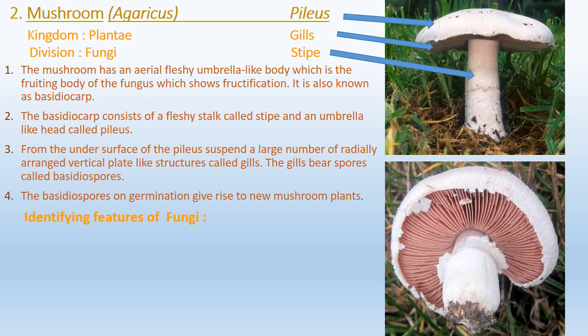Identifying features of fungi. First is non-green heterotrophic organisms. Saprophytes, as they use dead and decaying organic matter as their food.